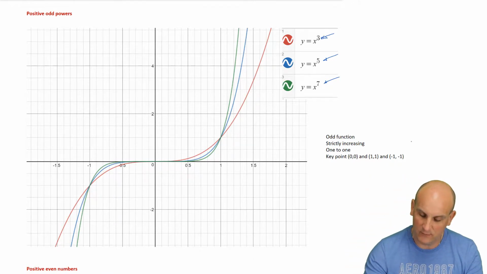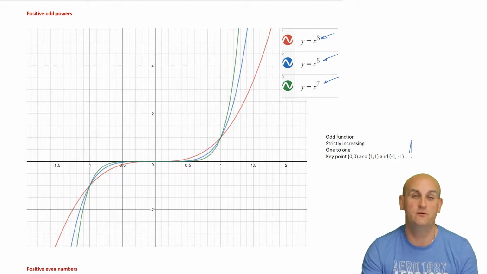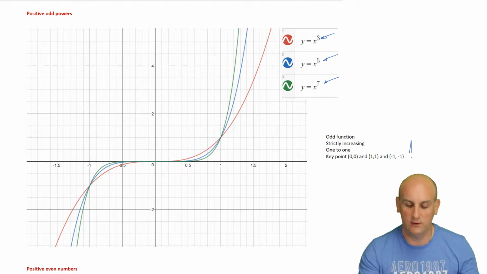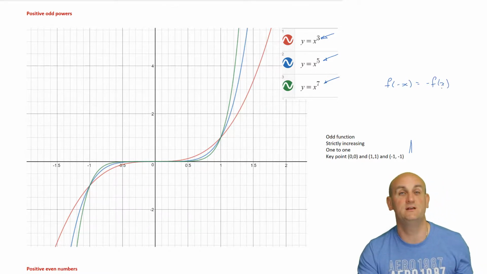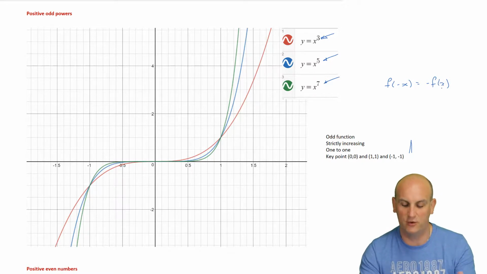But as I've listed here, we've got things called odd functions. Now, if you remember what an odd function is, that's when f of minus x is equal to minus f of x. Otherwise known as a rotation of 180 degrees around the origin. Okay, so that's an odd function.